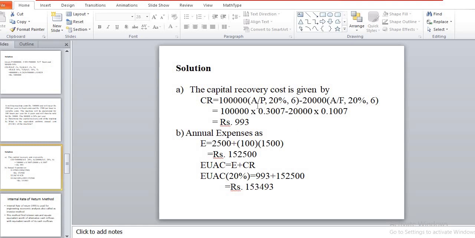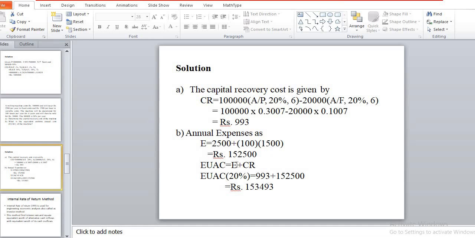This A by P, the capital recovery factor, comes as 0.3007, and the sinking fund factor comes as 0.1007. We put all these values here and we get capital recovery as rupees 993. And the equivalent uniform annual cost is equal to annual expenses E plus capital recovery CR. So we already calculated this CR value, the capital recovery, here 993 rupees.